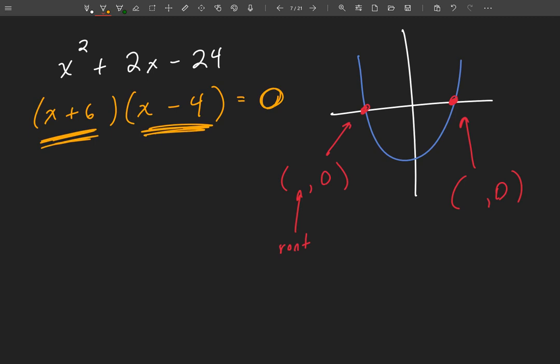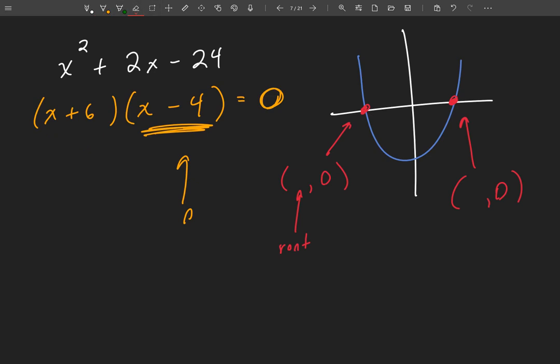Now, if I have two numbers multiplied together and the result is going to be 0, what do you know about those numbers? Well, if you think about it for just a second, you know that one of them has to be 0. That's the only way you can multiply to get a 0, right? So either this thing is going to be 0, or this thing is going to be 0. That's how that works. Okay.